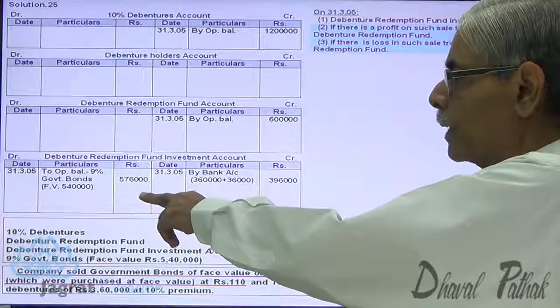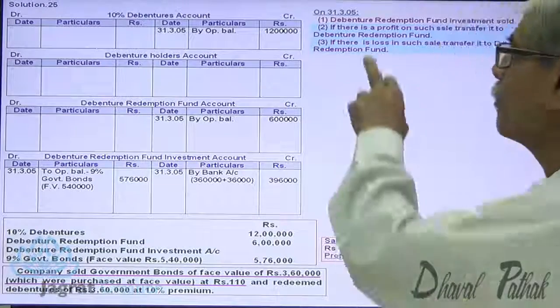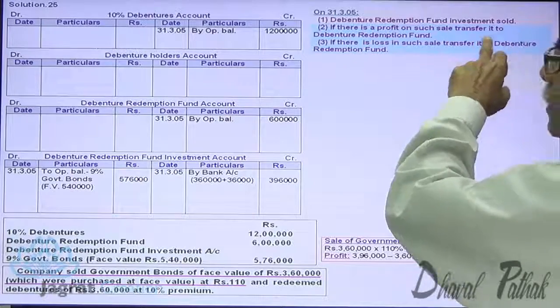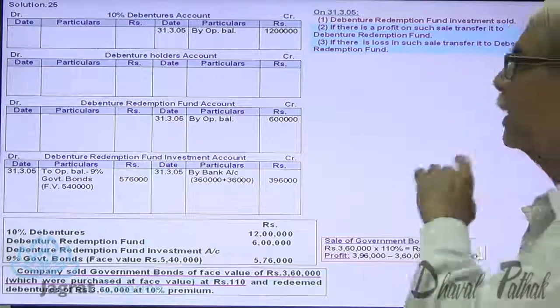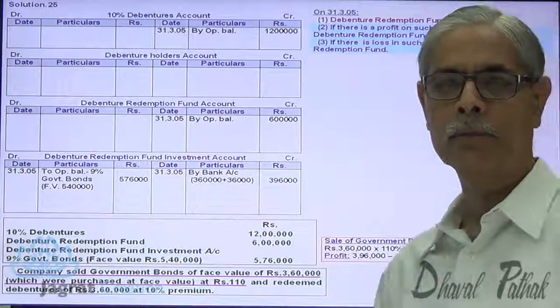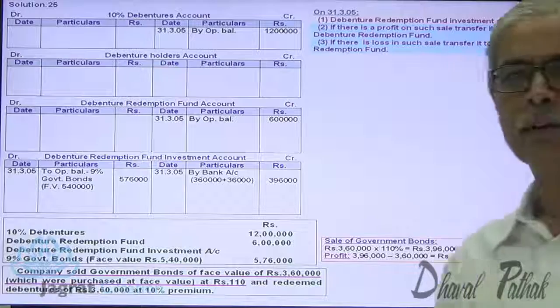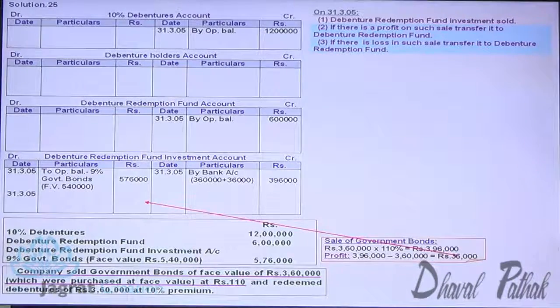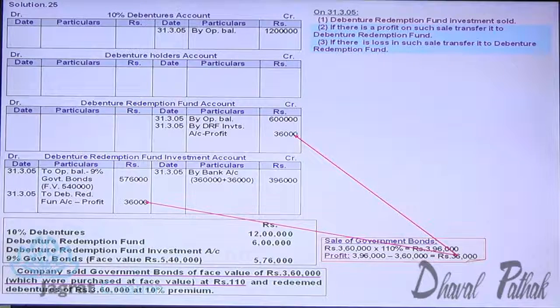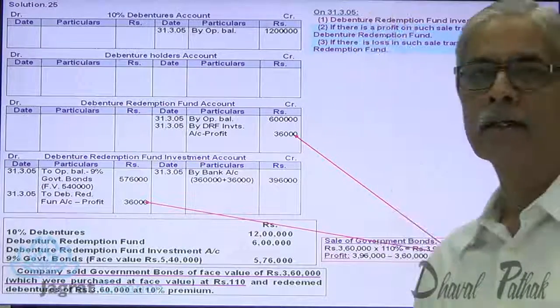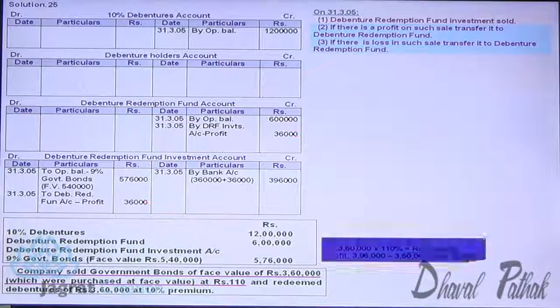Debenture redemption fund investment account debit to debenture redemption fund account. If there is a profit on such a transaction, it should be transferred to debenture redemption fund account. If there is a loss, that is also to be transferred to debenture redemption fund account. Here there is a profit of 36,000 that gets transferred to debenture redemption fund account. So debenture redemption fund investment account debit to debenture redemption fund account credit 36,000. This is how the profit is transferred. So this second and third point is over. Next.